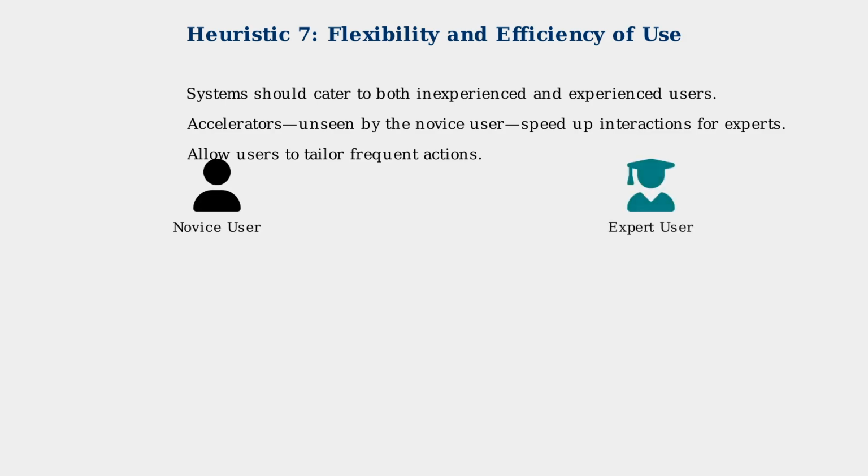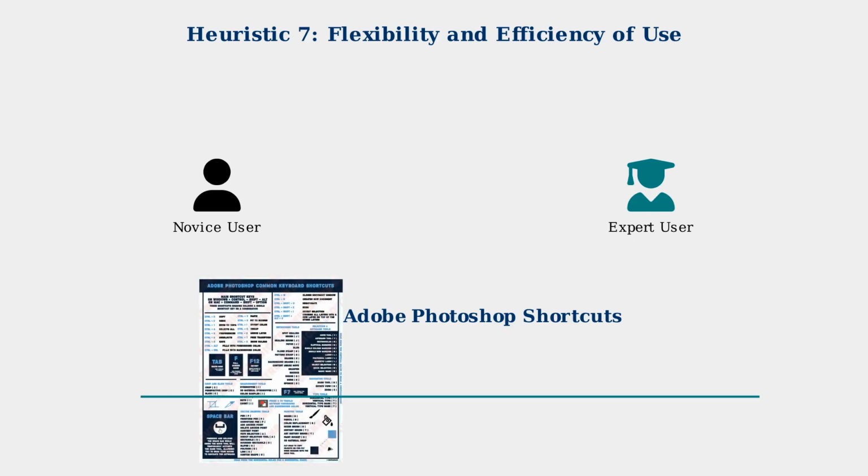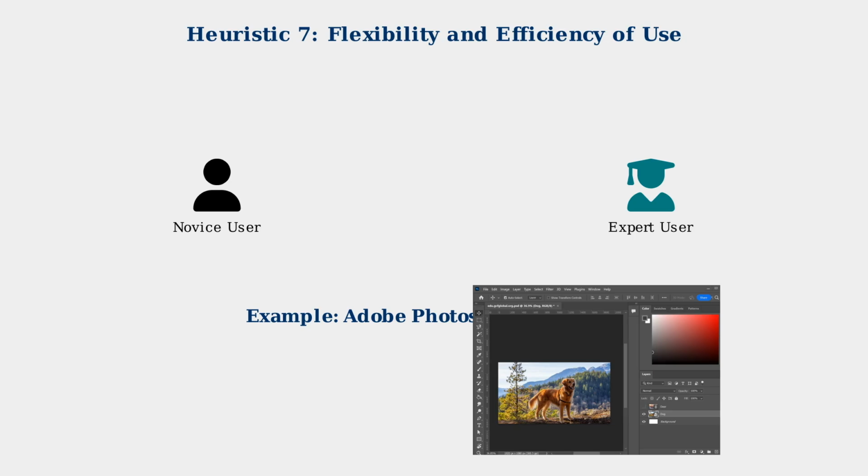A great example comes from Adobe Photoshop, which offers extensive keyboard shortcuts for power users while maintaining an intuitive interface for beginners. Photoshop provides a comprehensive shortcut chart that experts can reference for efficient workflows, covering tools from selection to painting. In the actual software interface, users see a clean workspace, but experts know they can use shortcuts like Control-Z for undo or Control-C for copy to work faster.